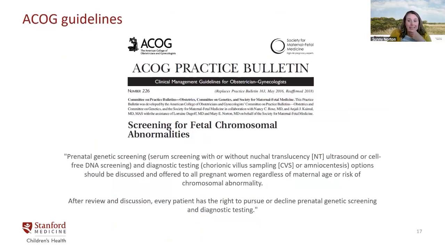So in 2016, ACOG released a practice bulletin stating that prenatal genetic screening and diagnostic testing options should be discussed and offered to all pregnant women, regardless of maternal age or risk of chromosome anomaly. And they state that cell-free DNA is the most sensitive and specific test for common aneuploidies, but is not equivalent to diagnostic testing. This was reaffirmed in 2018.